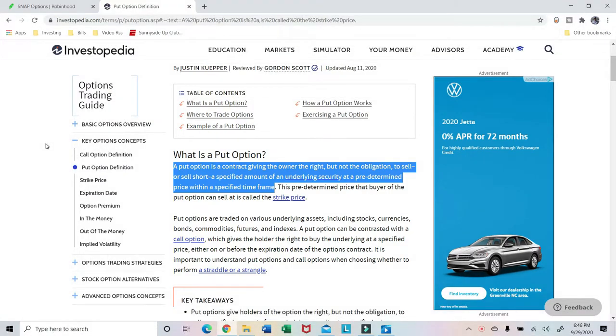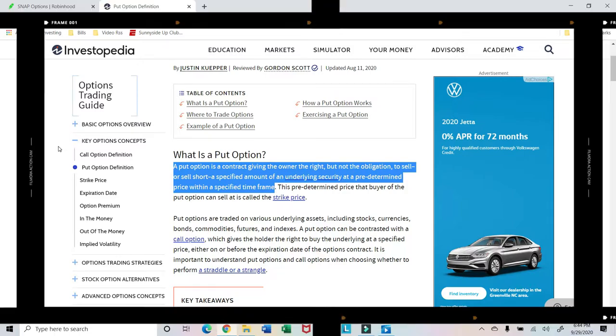What is a put option? Well, it's basically a financial contract that gives the buyer the right, but not the obligation, to sell an amount of stock at a predetermined price. Well, what does that mean?